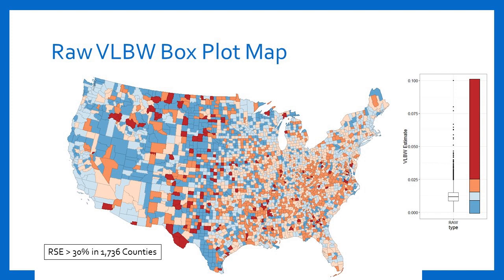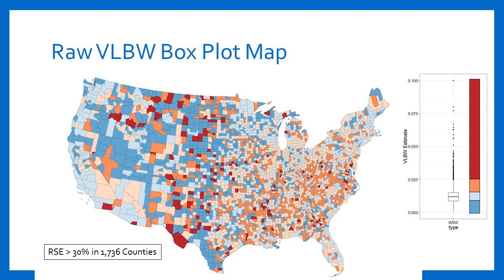And using the metric of reliability, the relative standard error greater than 30%, 1,700 of the 3,100 counties have a relative standard error greater than 30%. We would say that they're unreliable. So this map of the U.S., although interesting, is not actually reliable, or it's unevenly reliable. Some counties are much more reliable than others.